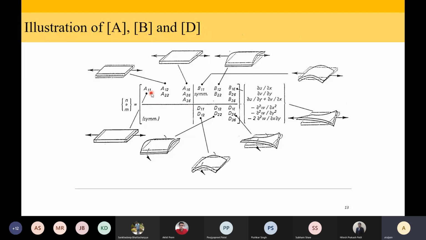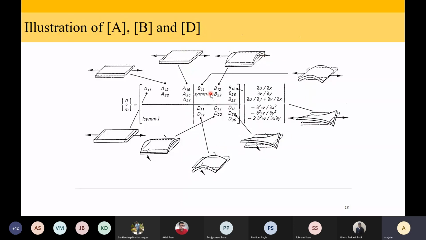Now let us look at this: if you have a laminate and you pull it in the direction shown by the arrow, A11 is going to give you the extent of deformation from the dotted line to the solid line. A12 is the relationship between Nx, so the loading is in the x direction, and the strain in the y direction, so the deformation is in the y direction. Similarly, A16 gives me the relationship between Nx and the in-plane shear strain, as you can see in this figure. So on and so forth.